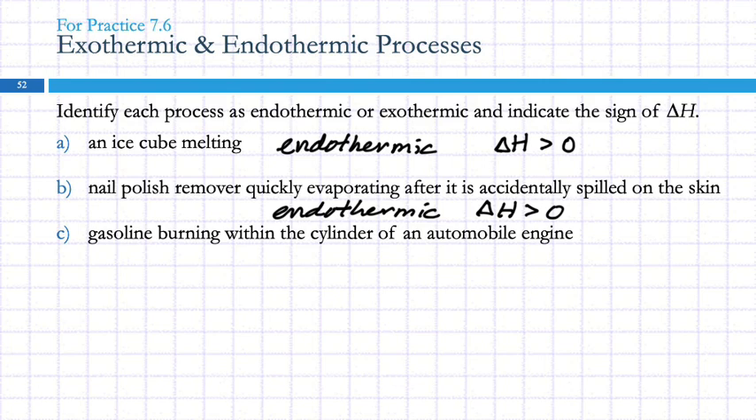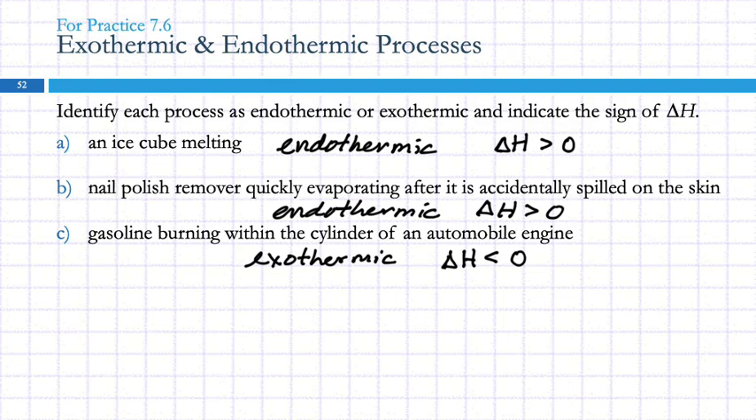Gasoline burning within the cylinder of an automobile engine. Exothermic. Pretty much any time they say burning, exothermic. Because what happens to the engine as it burns gasoline? The temperature. It gets hot. It can get really, really hot. So heat is leaving, so delta H is negative.